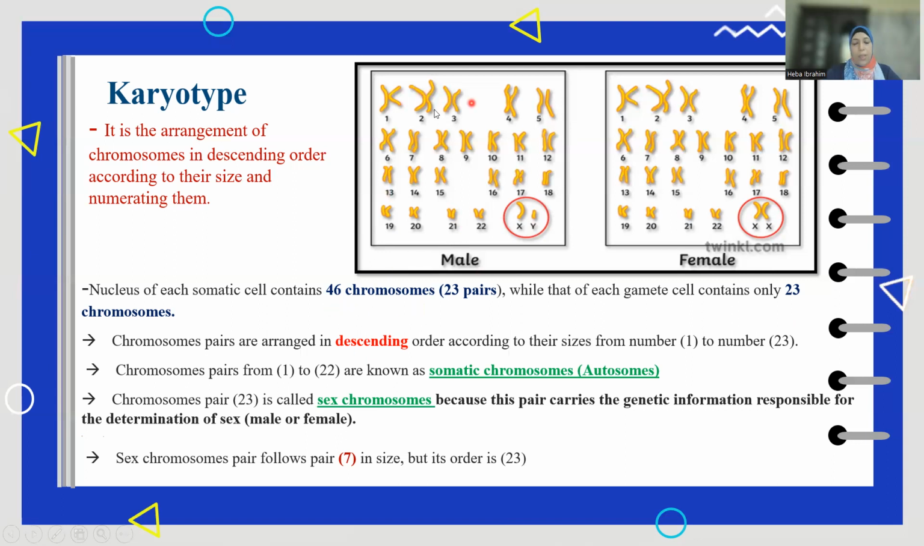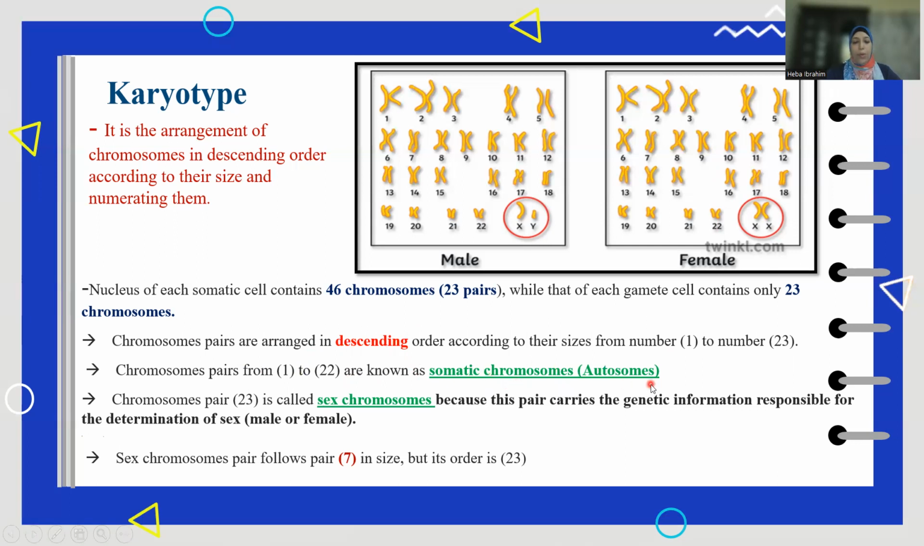If the karyotype consists of chromosomes that are arranged in pairs, this is a karyotype for a somatic cell. If these chromosomes are arranged in the form of single chromosomes, these cells will be gametes. Okay? So chromosome pairs, in the case of somatic cells, are arranged in descending order according to size from number 1 to 23. From number 1 to 22, as we know before, they are called somatic chromosomes, or autosomes.